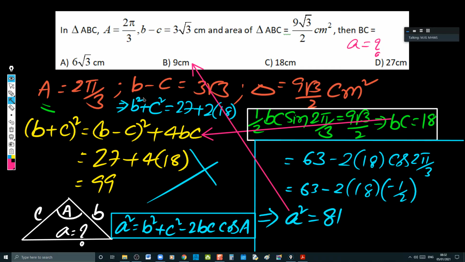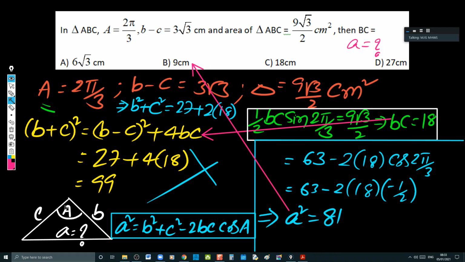After getting bc, I squared B minus C: b square plus c square minus 2bc. Because I know bc, I substituted and got the value of b square plus c square. After knowing b square plus c square, bc and angle A, I got the idea of applying the cosine rule because I need small a here. The question contains small a, which is the side opposite to angle A, and angle A and the included sides are given.